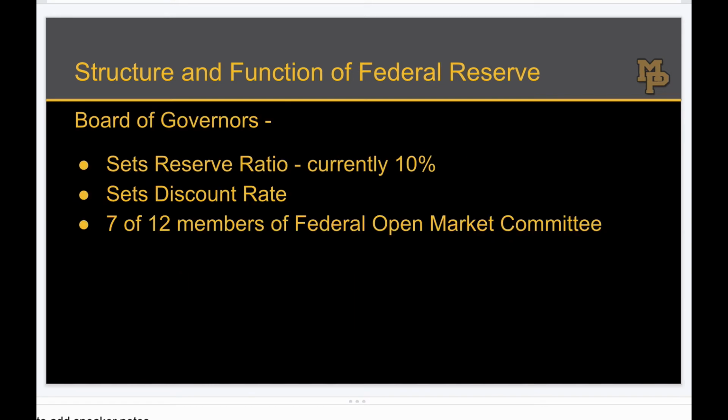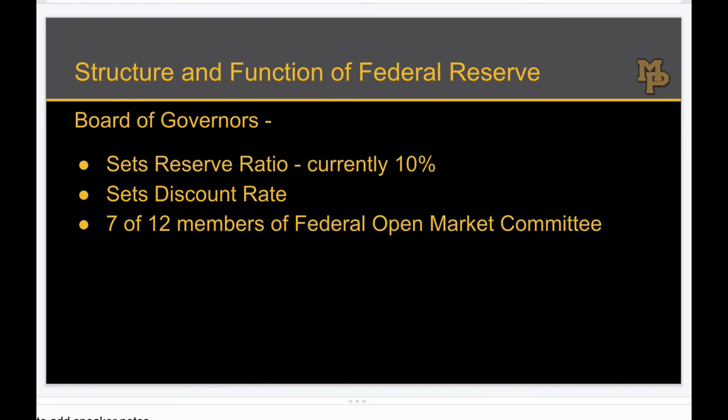The Board of Governors sets the reserve ratio. As of today, it's 10%, which makes the math easy. It sets the discount rate, and it makes up 7 of the 12 members of the Federal Open Market Committee. So they are the governing body of the Fed.